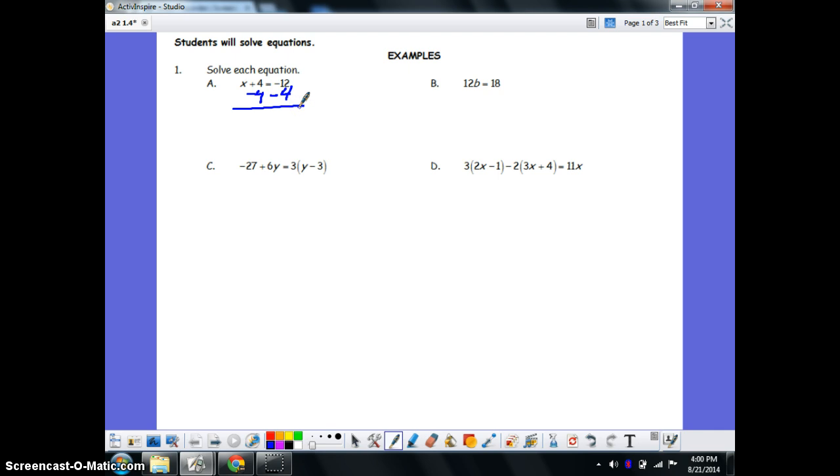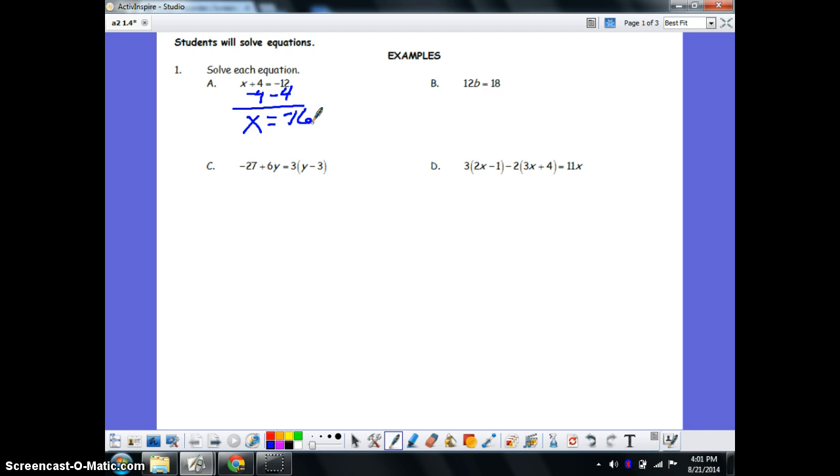So if the 4 is on that left side, 4 minus 4 turns into 0, so they'll cancel out. And we're left with x is equal to whatever negative 12 minus 4 is, and that is equal to negative 16.